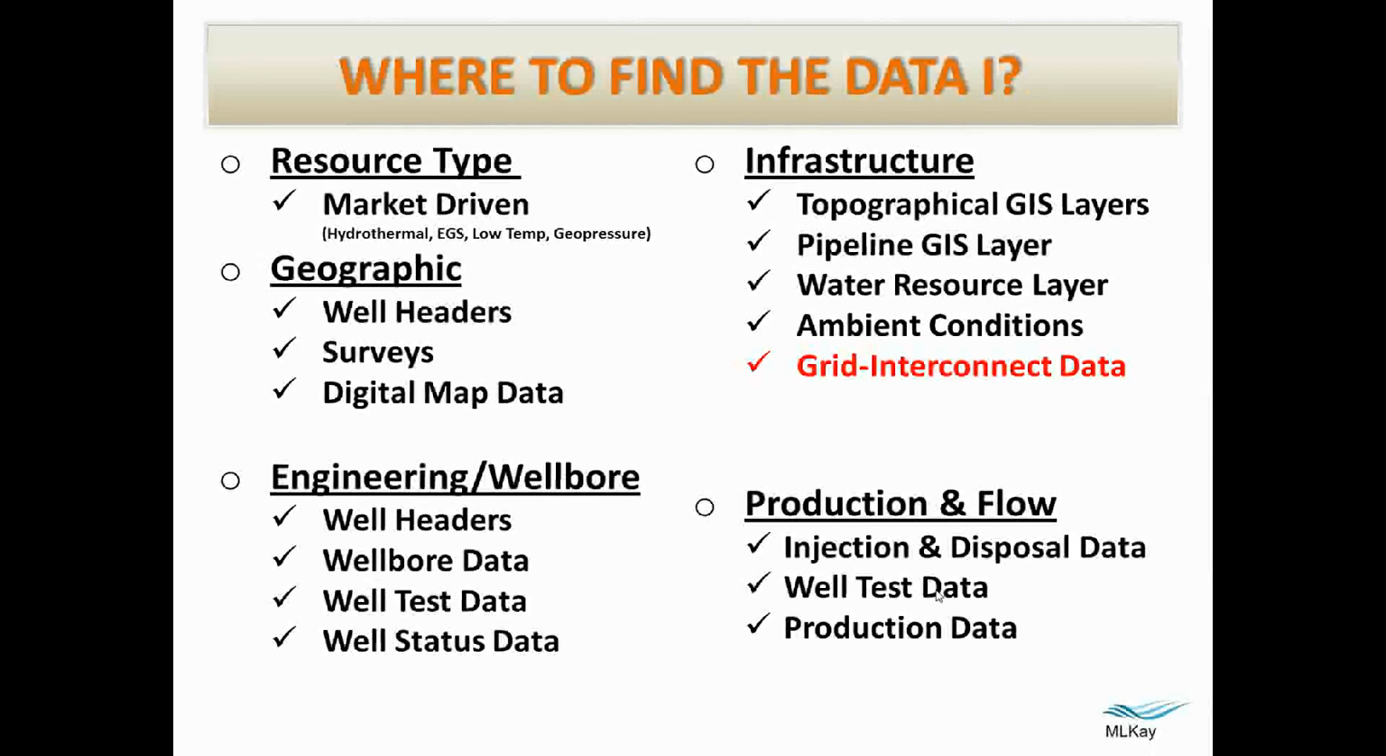Well test data. In Texas, we have G10 data that basically tells us once or twice or sometimes three times a year what's happening in a 24-hour period. That's very, very valuable data. And production data, which I mentioned. So let me go to the next one.